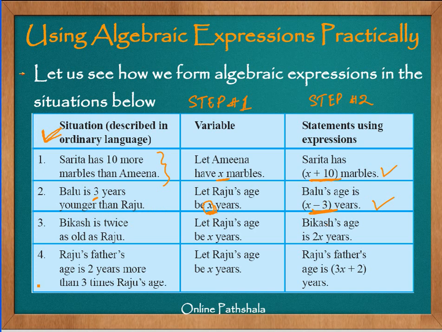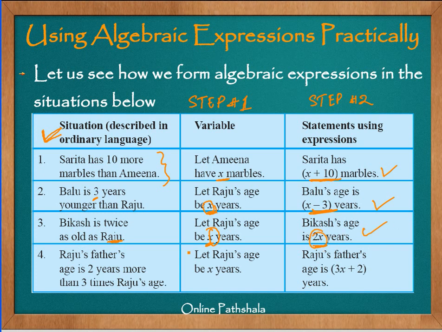Now let us take the third example. So we say that Bikash is twice as old as Raju. Again, I do not know Raju's age, but I know that Bikash is twice the age of Raju. So I say that let Raju's age be X years. So this is the variable X. And therefore Bikash's age becomes 2X years. So this third example involves multiplication.